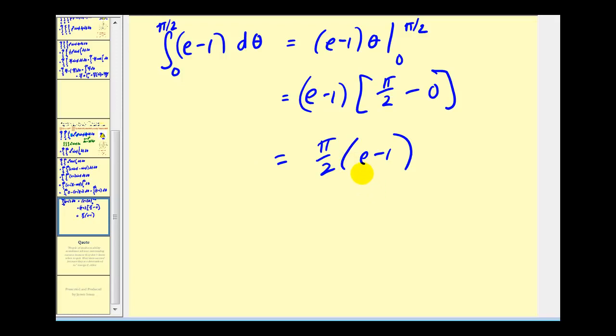That'll have to do it for this video. We'll take a look at determining volume using spherical coordinates in the next video.